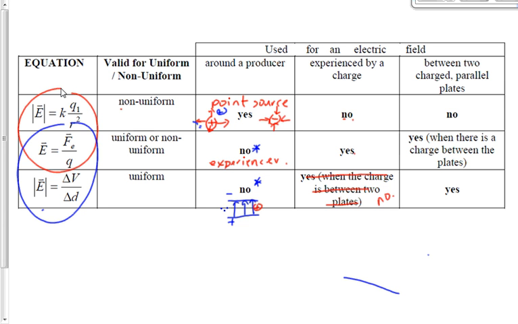Can we use the first one for parallel plates? No, of course not, because that's a uniform field between parallel plates, and the first one is for a non-uniform field. The last one, of course, that's what it's for, is parallel plates, or something that approximates parallel plates, like the example of the cloud on the ground that I just gave you. And finally, the middle one, yeah, you can use it between parallel plates, but only if you have an experiencer in between those plates. Rutger, you had a question there?